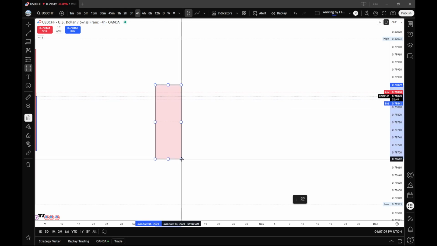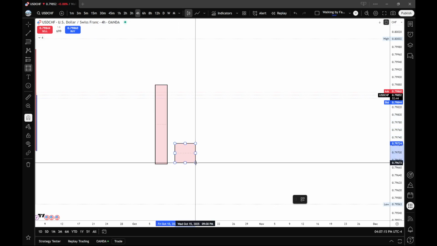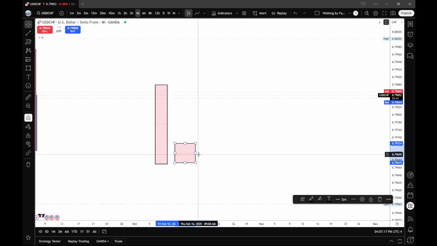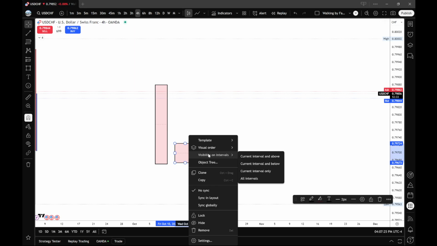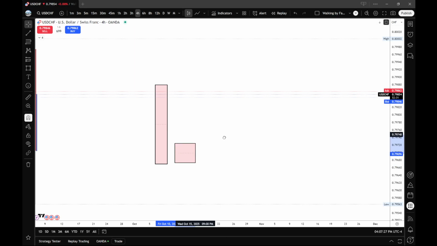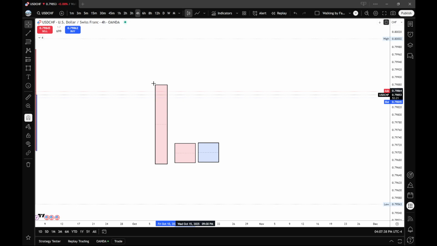So we have a drop, then we have a base. The base could be either red or blue, and it could be more than one. The most important thing is the sequence of it.